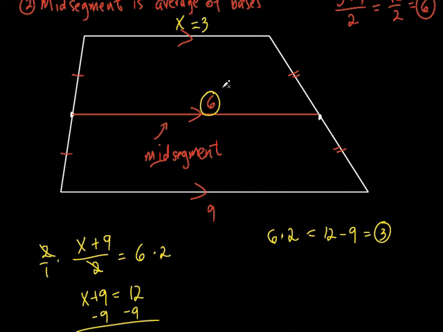All right? So how do you find the mid-segment? You just take the average. You add, divide by 2, right? What if they tell you the mid-segment and one of the other bases? You would multiply the mid-segment by 2. Make sure you always multiply the mid-segment by 2. And then you subtract the other number from it. Can you remember that? All right, so that's what you do.